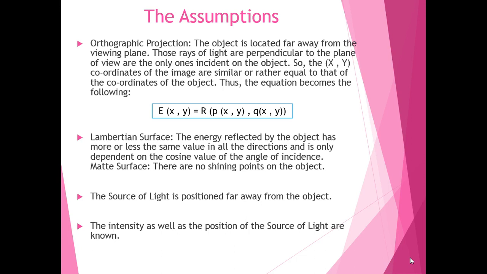It is also assumed that the surface of the object is a Lambertian and a matte surface. Lambertian surface means that the reflected energy coming out of the object has uniform value in all directions. The reflected energy from the object is only dependent on the cosine of the angle of incidence. Matte surface means that there are no shining points on the surface of the object. The third assumption is that the light source is located far away from the object. And finally, the intensity and the position of the light source are known to the person doing the project.